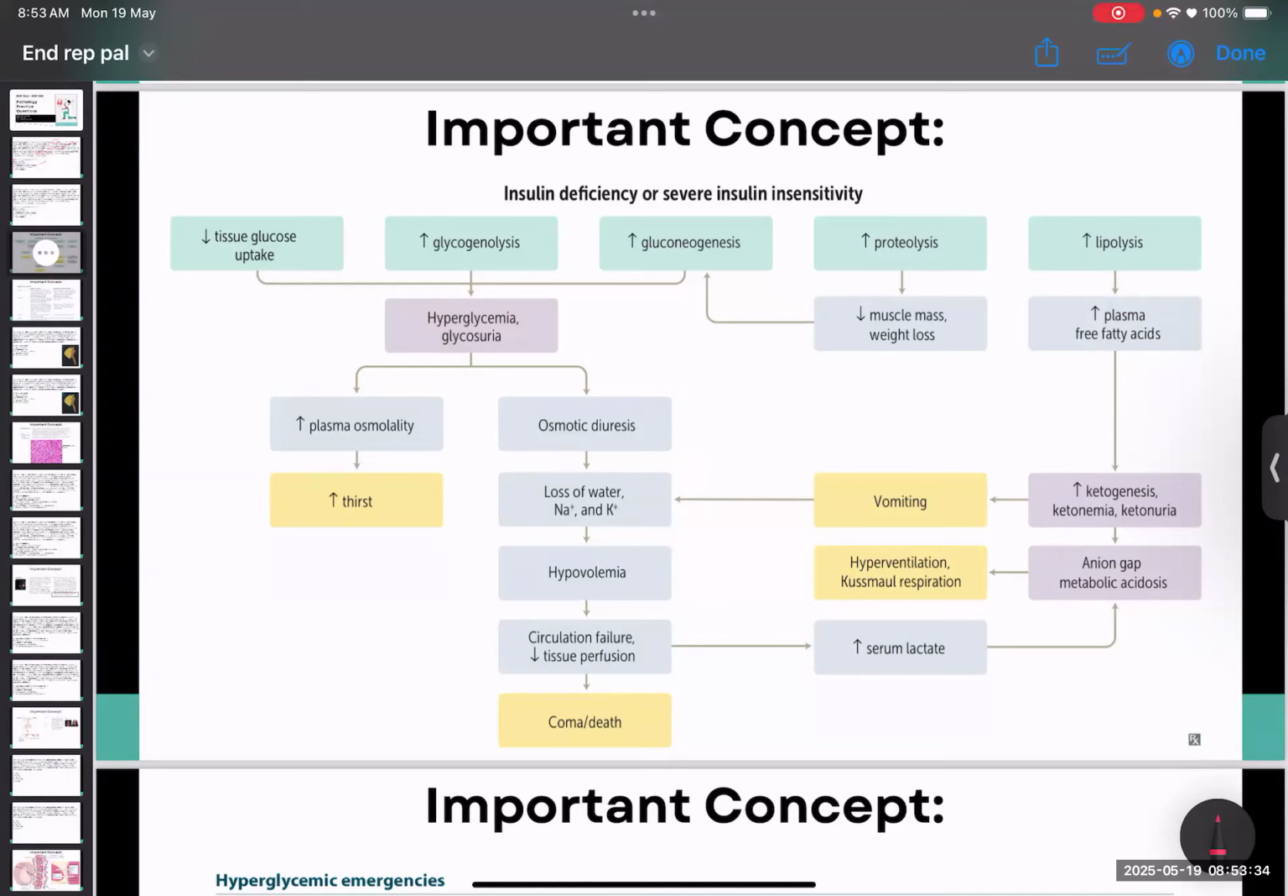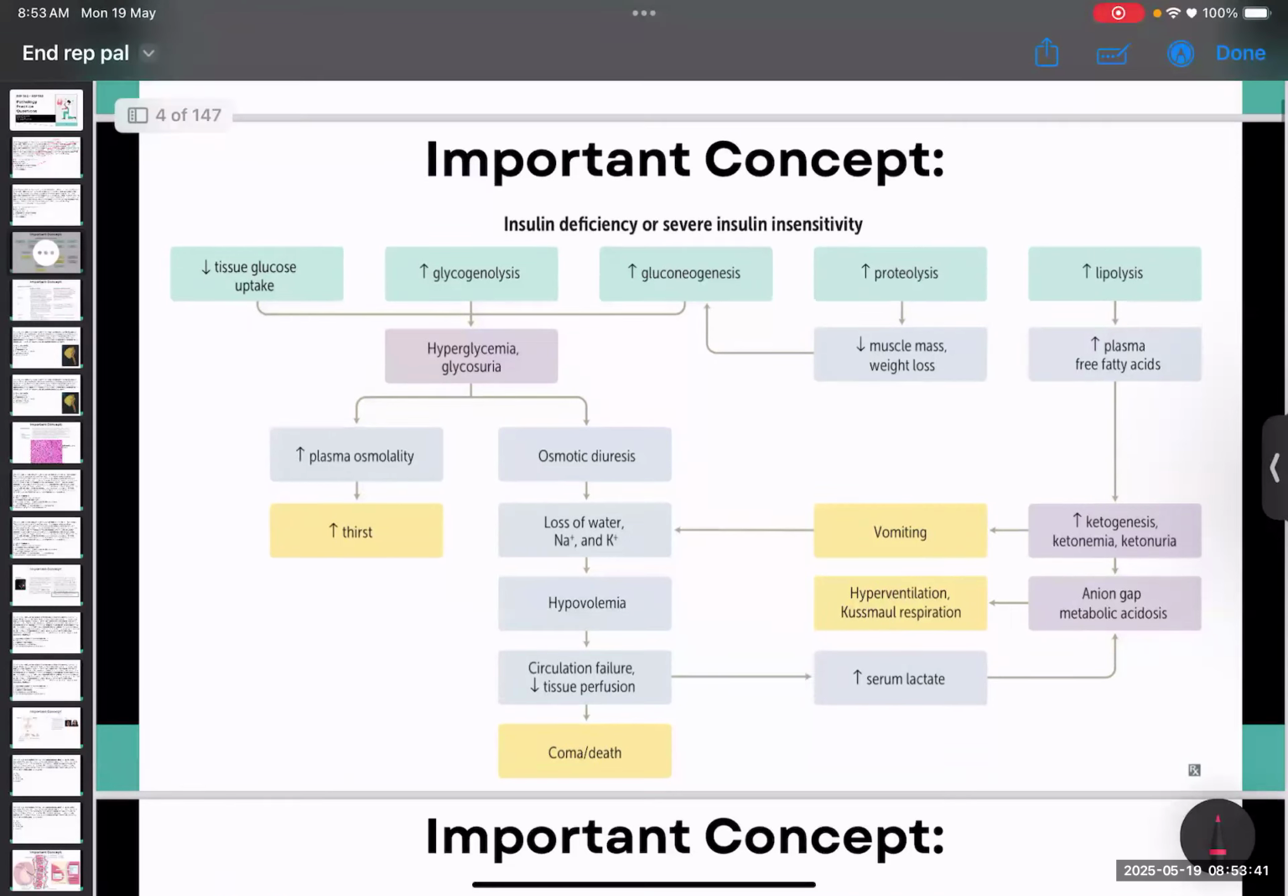Even though you are hyperglycemic, the body thinks you're starving because the tissues are not getting that glucose. Whatever minimal tissue glucose uptake there was is going to stop. The body is going to start breaking down glycogen because it's entering a starvation state, and it's going to start producing new glucose from breaking down proteins. All of this is going to contribute to aggravating the hyperglycemia even more.